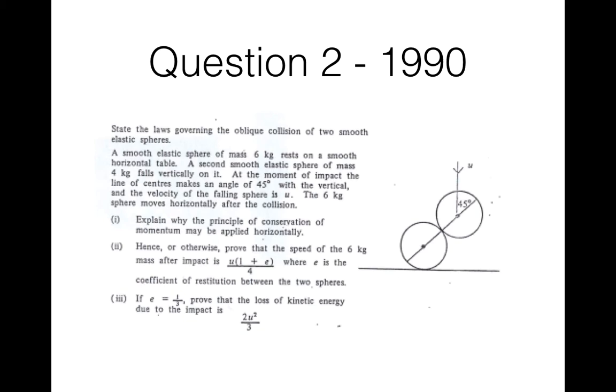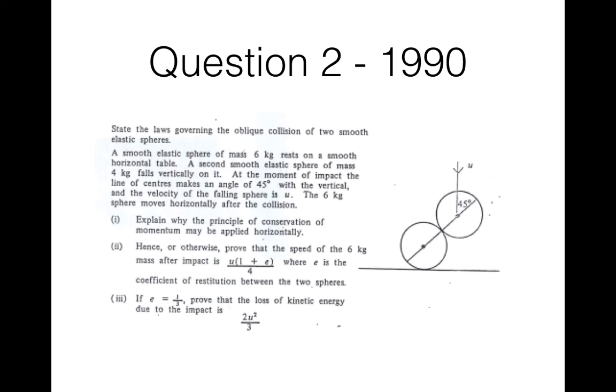There's a problem with this question though, and that is the principle of conservation of momentum says that the momentum before equals the momentum after, so long as no external force acts on the system. However, that top sphere is falling. There's an external force acting on it, which is its weight, so the principle of conservation of momentum should not apply. However, question 1 says, explain why the principle of conservation of momentum may apply horizontally.